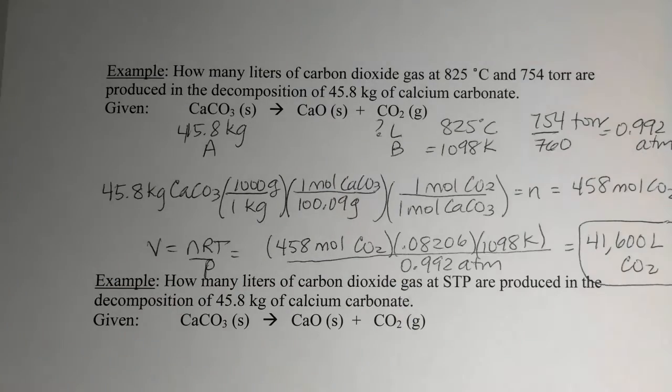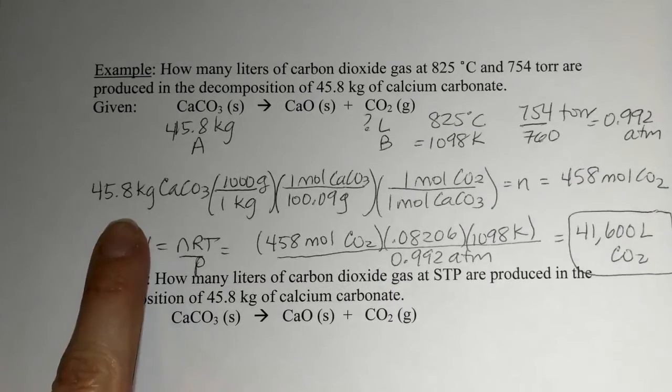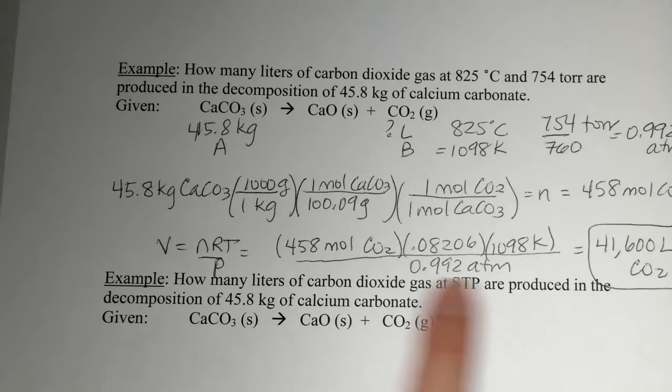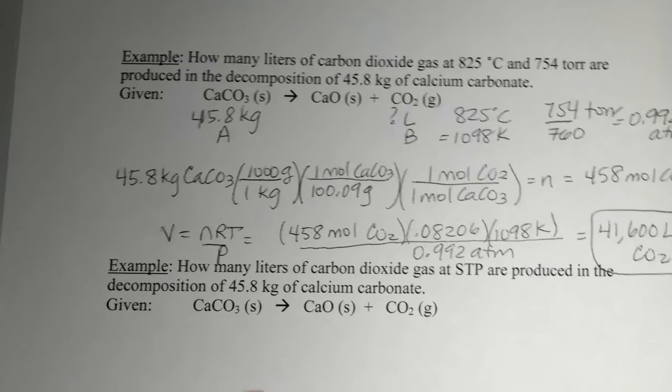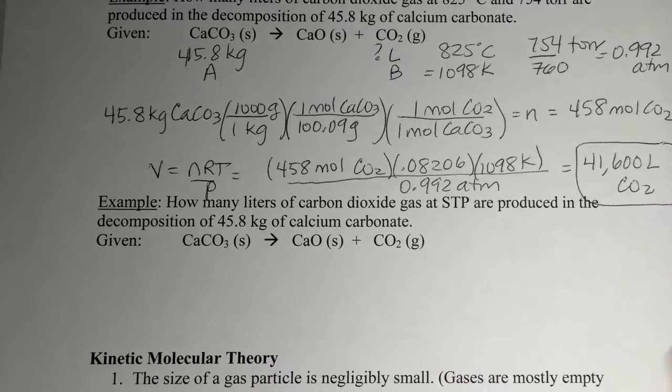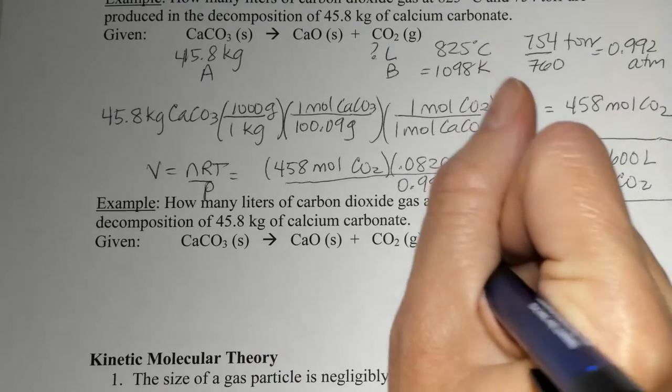This one was the opposite. We were starting with mass of solid first. We went to moles. That was our n. Now we plugged into PV=nRT. Last question for stoichiometry. We've got the same reaction, but we're going to change it, and now we're going to be under conditions of STP.